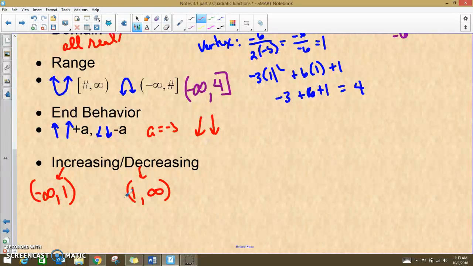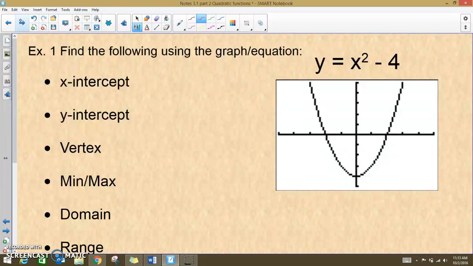Okay, so let's take a look at another graph together here. In finding our x-intercepts, this one looks like it's probably pretty easy to factor. If we factor x squared minus 4, it'll factor into x plus 2, x minus 2. If we set each one equal to 0 and solve, we get our x-intercepts to be negative 2 and a positive 2. For the y-intercept, if I plug 0 in for the x squared term, I'm just left with the constant, negative 4.